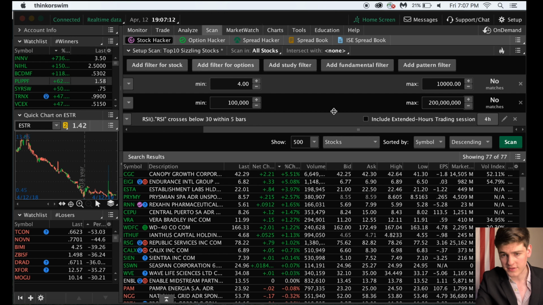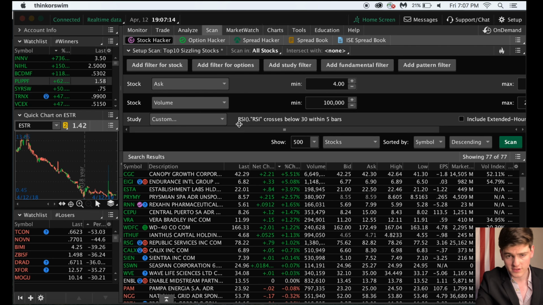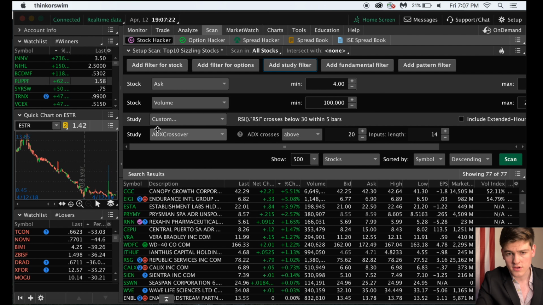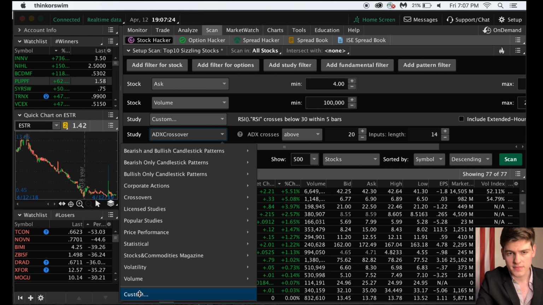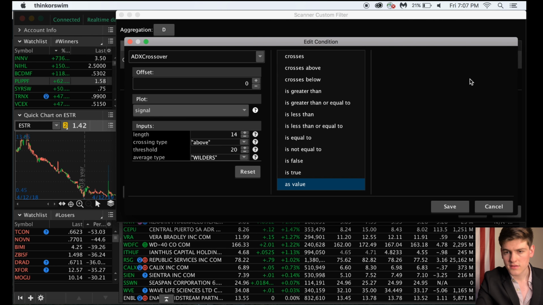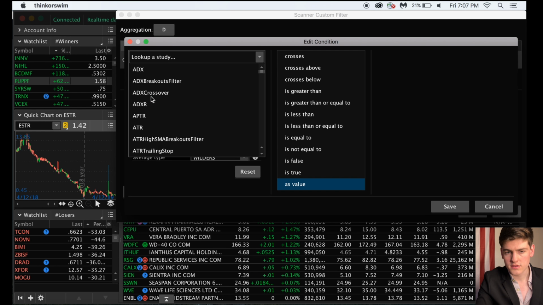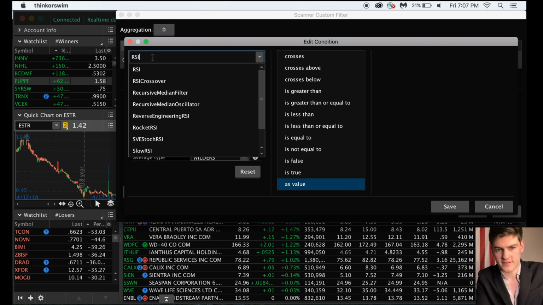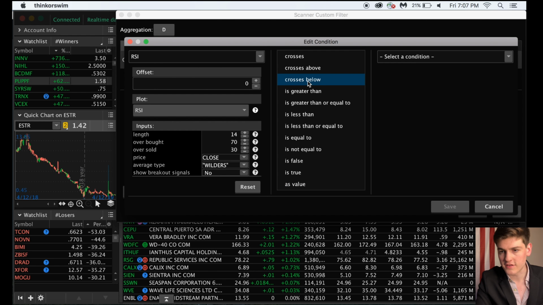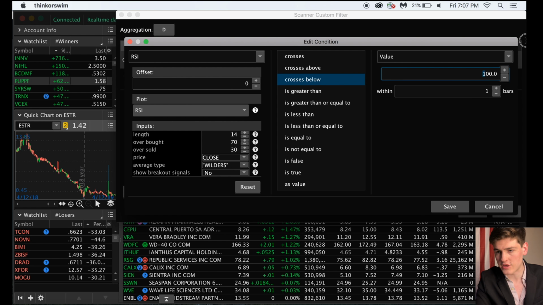I have it set to about the criteria that I usually use for my swing positions. And then the key here is the custom study filter. I've talked about this before, but to set it up, just to show you really quick, you go to add study filter, go over here to custom, then go over here to study, just type in RSI, and then crosses below, and we want it to cross below the value of 30 because that's where it's officially oversold.